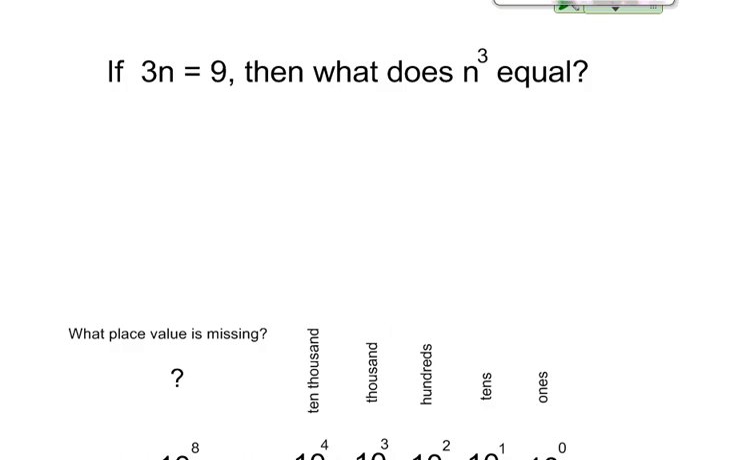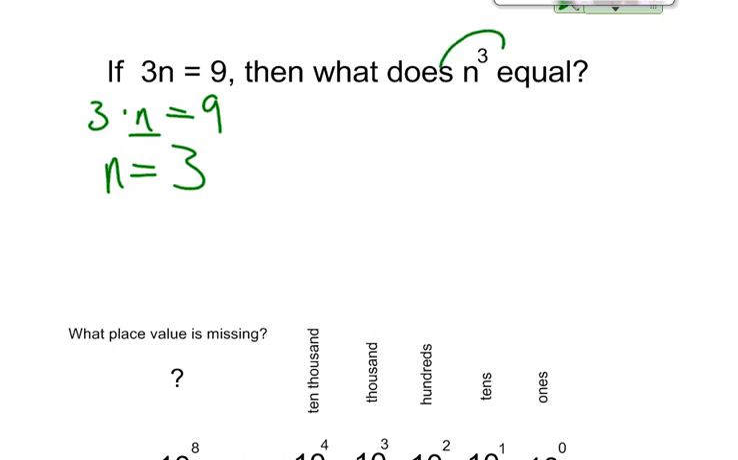So let's solve this problem. It says if 3 times n equals 9, then what does n to the 3rd power equal? First thing we need to do is solve for 3 times n equals 9. Hopefully this stands out very quickly and you say, wait, 9 divided by 3, n must equal 3.